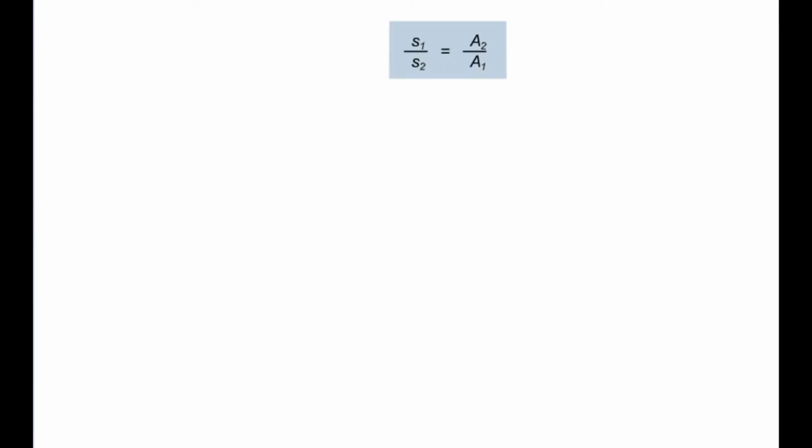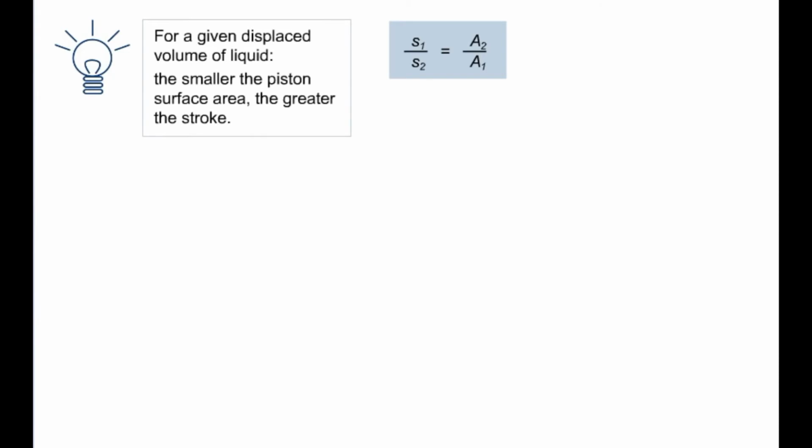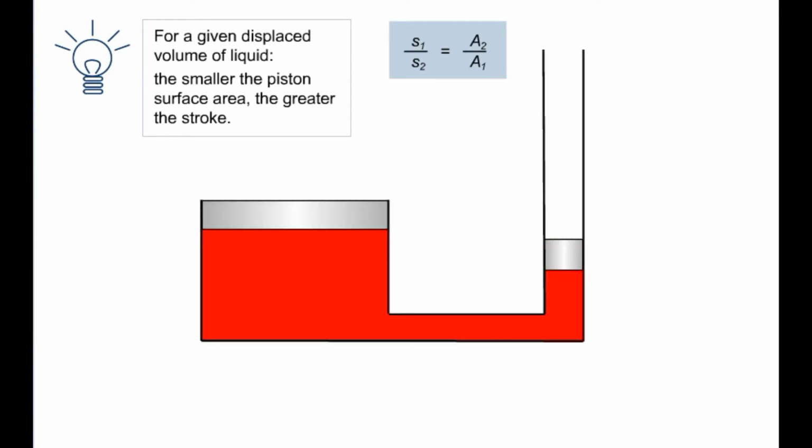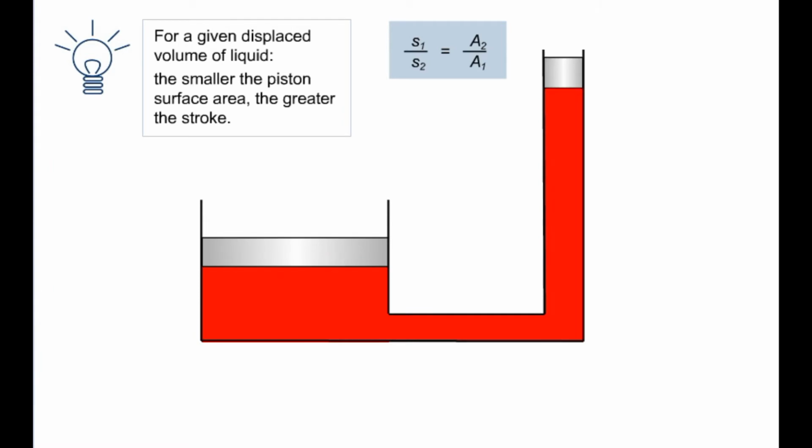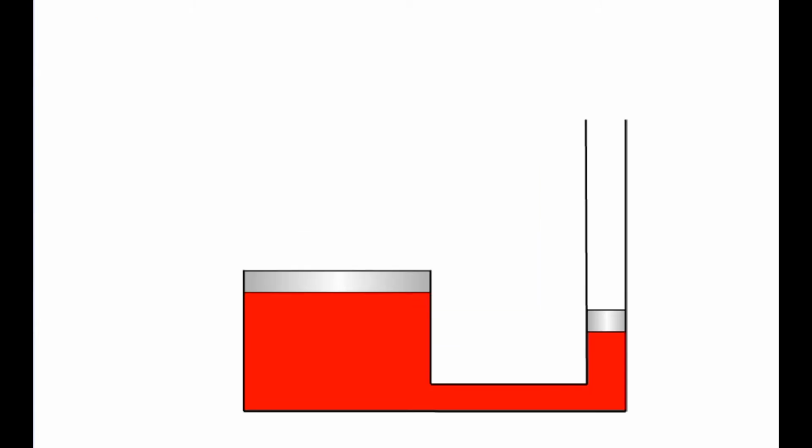We can therefore now state that for a given displaced volume of liquid, the smaller the piston's surface area, the greater the stroke. A hydrostatic system, such as the one shown here schematically, is able to transmit displacement. This is the principle of the hydraulic elevator. This simple example illustrates how the displacement transmission is achieved in hydraulics.